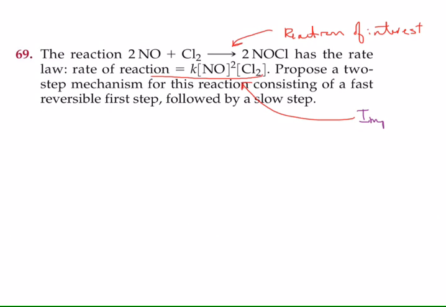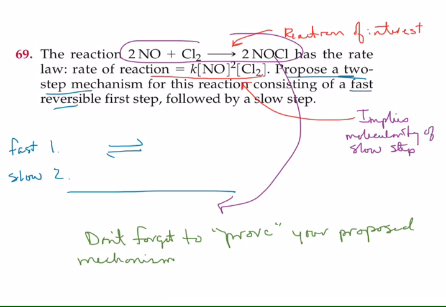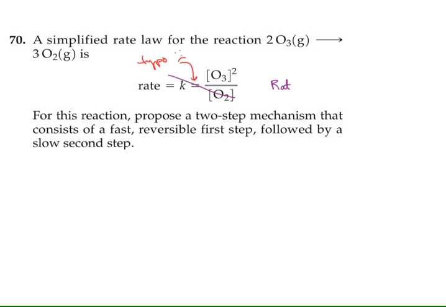And then 2 more. This one you're given even less, or propose a 2-step mechanism. You actually have the answers in the back here, or you have the answers for this. Okay. Yeah, there's a typo in this one. It really should just say rate is equal to K, not an extra equal sign. I'm not sure why they did that.